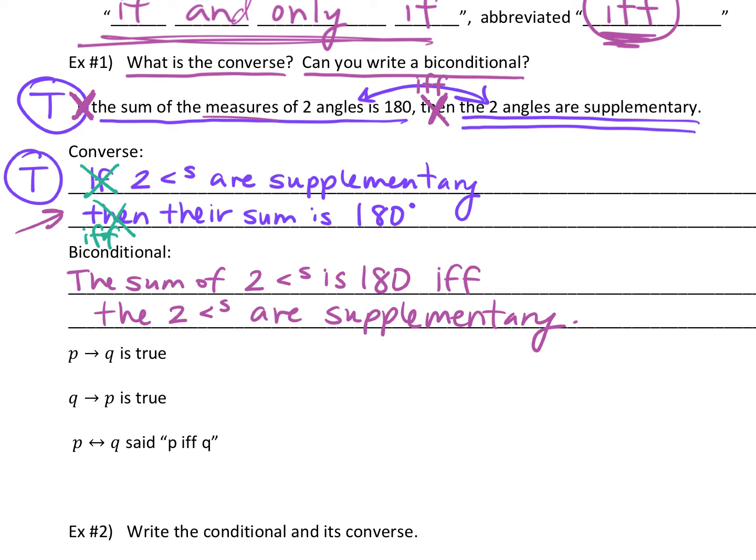Okay, so here's the idea. This is it in like the shorthand form. If your if P then Q is true, and your if Q then P, so your conditional is true, and your converse is true, then you can write the biconditional, if and only if. I just turned around. Okay? Does that make sense?